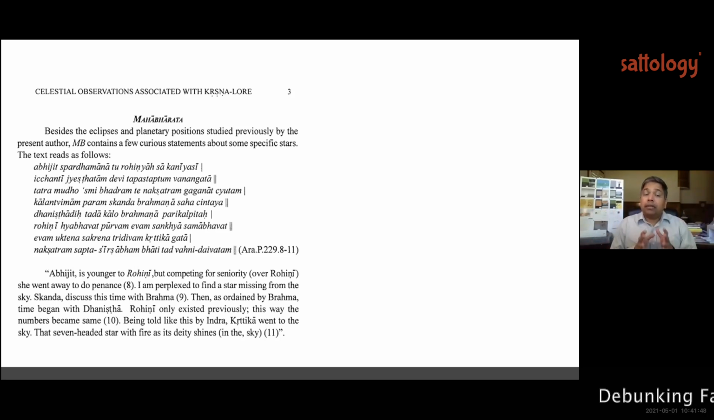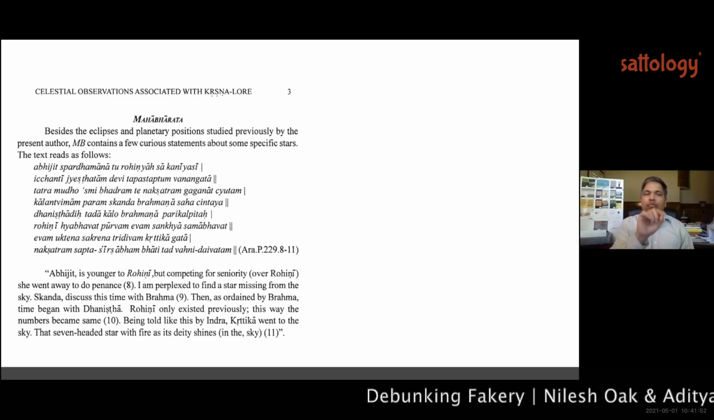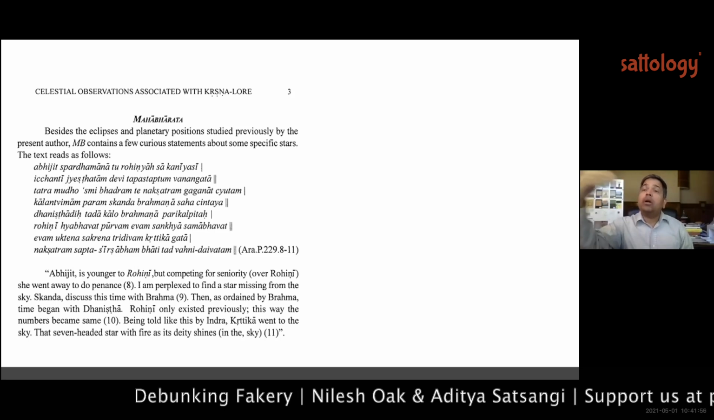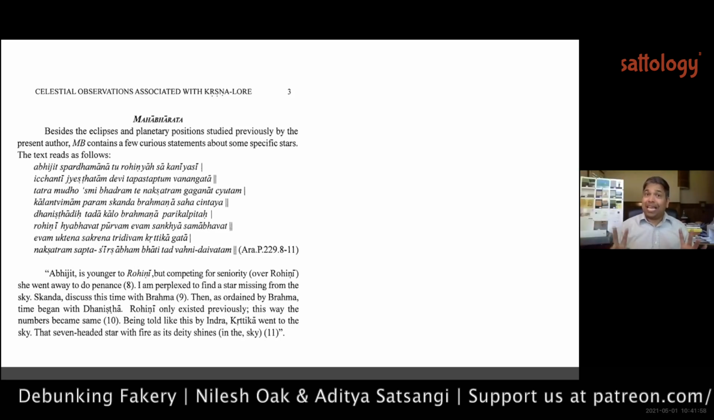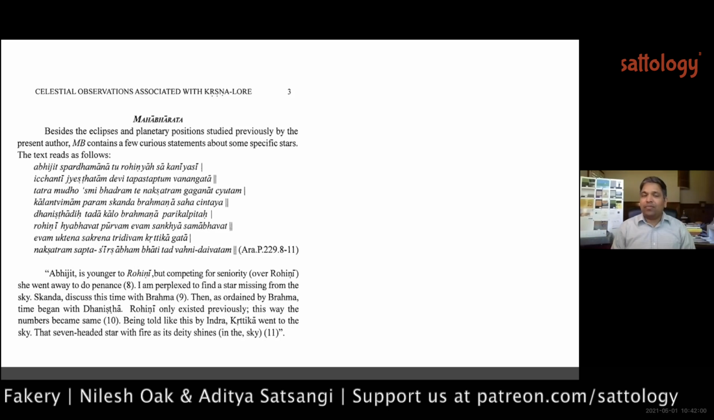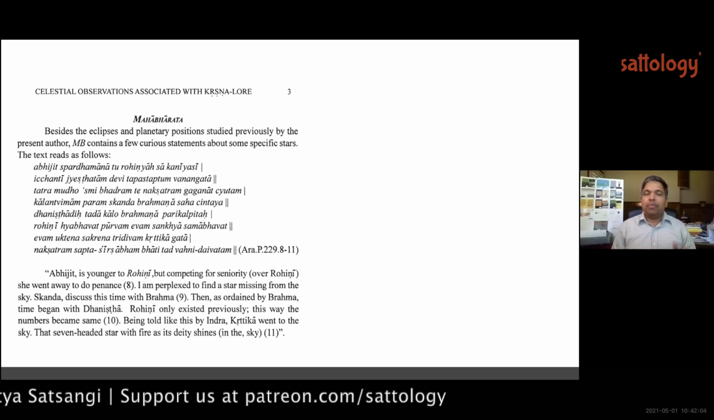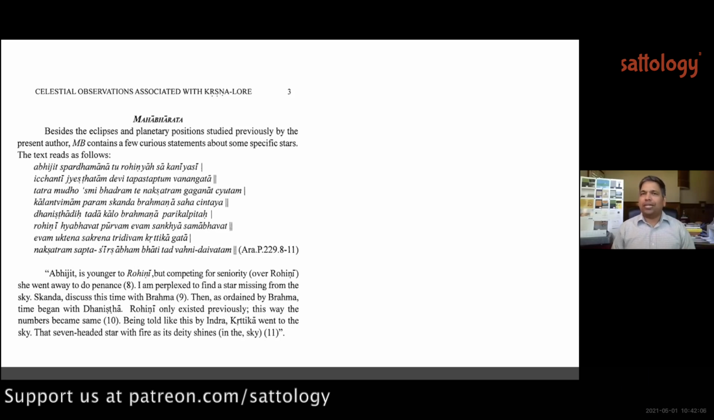Then Indra is saying, I'm perplexed to find a star is missing from the sky. The actual words are Tatra Mudosmi Bhadramte Nakshatram Gagana Chutam, as if it fell from the sky. Okay, we will see what the falling from the sky means. Then, as ordained by Brahma, time began with Dhanishta. Now, that is also not a correct translation.